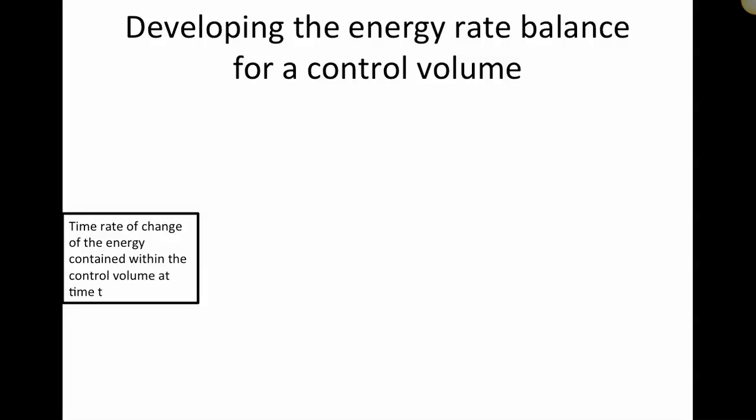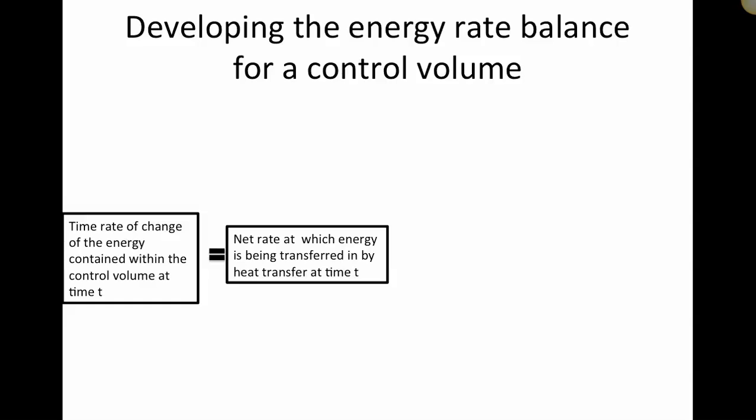The variable to be determined in this equation is this particular term. This is equal to the net rate at which energy is being transferred in by heat transfer at a particular time t. And please observe the symbols in this equation. They are of some significance, and I will be explaining the significance of the symbols in a moment.